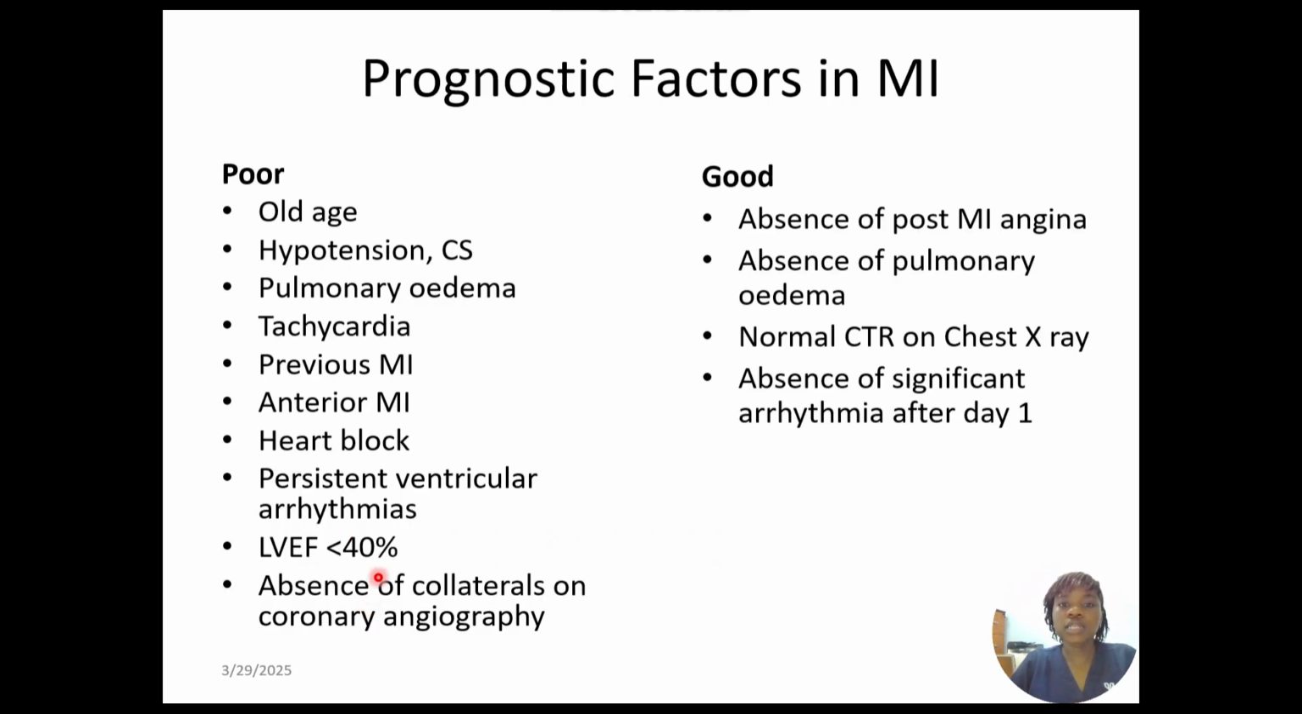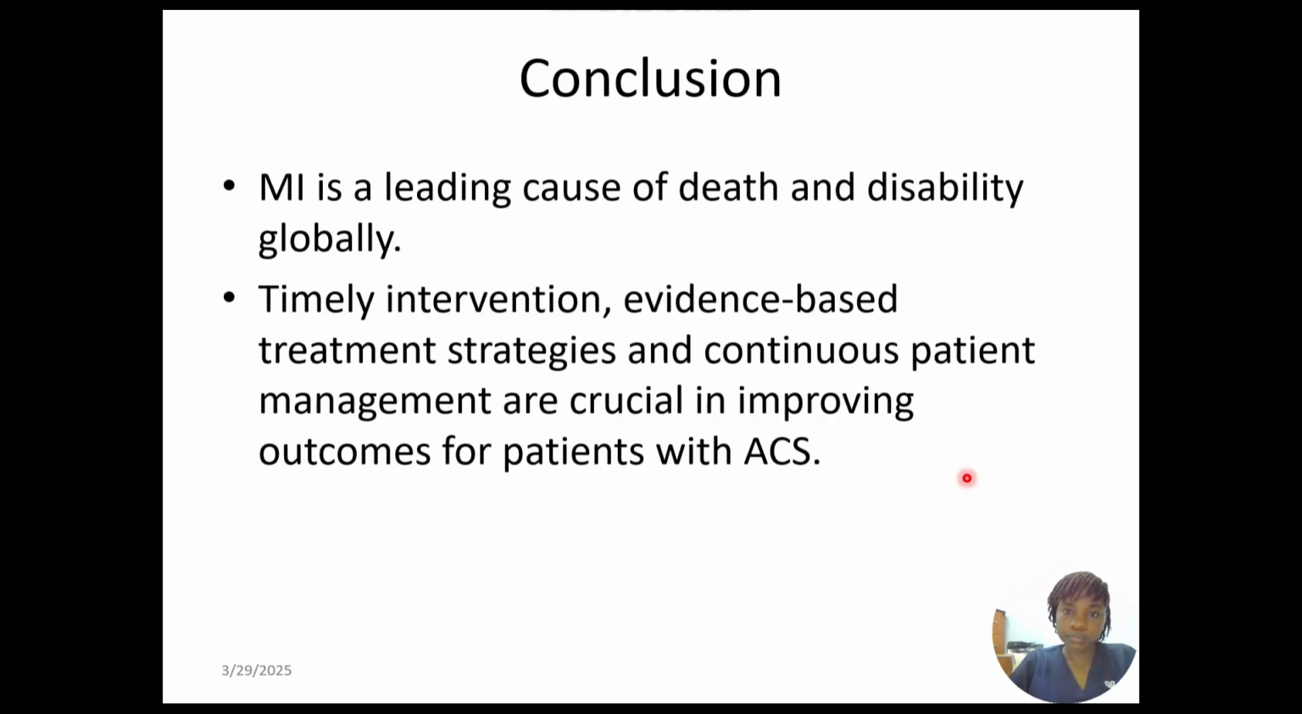Now, this slide shows the poor prognostic factors and good prognostic factors for patients with MI. The poor factors include previous MI, old age, presence of hypotension or cardiogenic shock, and reduced ejection fraction. The good prognostic factors include absence of post-MI angina, absence of pulmonary edema, and the absence of significant arrhythmia after the first day.